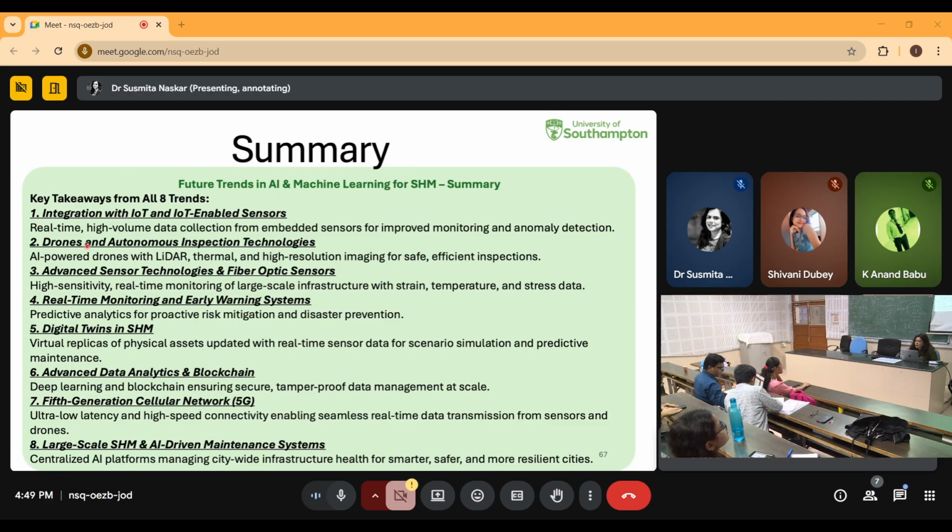You can see from all of these key takeaways that artificial intelligence and machine learning are transforming structural health monitoring from isolated, reactive systems to more integrated, more predictive and more city-wide solutions. That is paving the way for smart infrastructure and a sustainable urban environment. I think there is one more participant who wants to ask something.